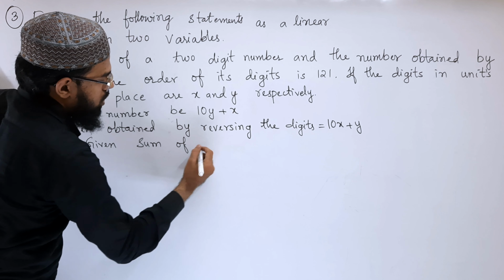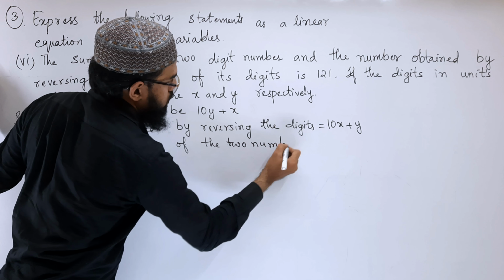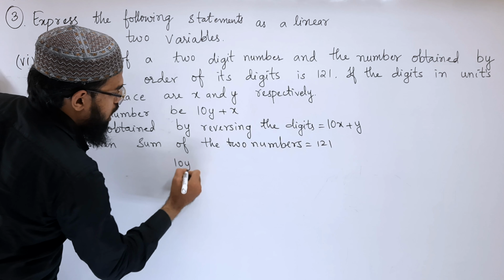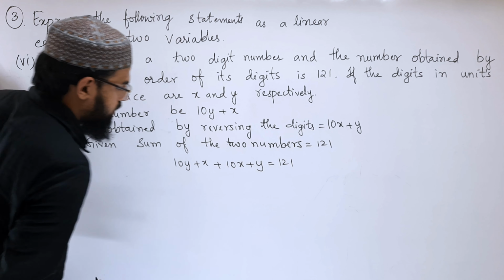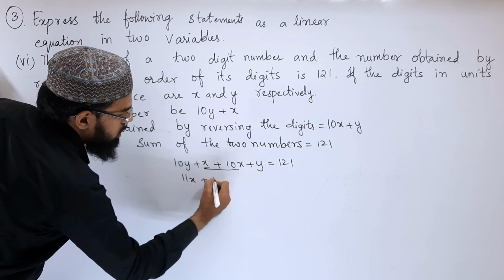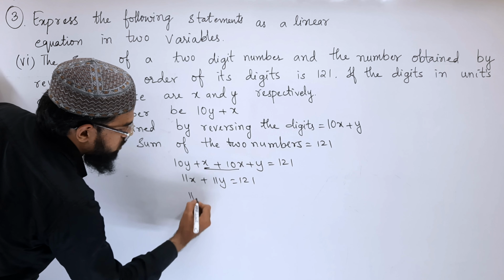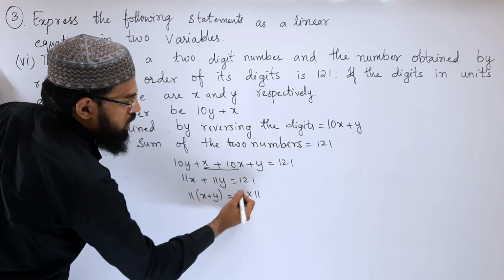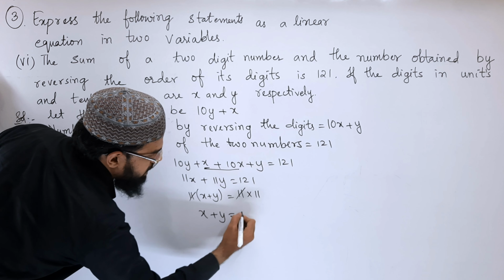sum of the two numbers is equals to 121. So that will be 10y plus x plus 10x plus y is equals to 121. So x plus 10x is 11x plus 11y, 10y plus y is 11y is equals to 121. Now 11 is common, so x plus y is equals to 11 elevens are 121. So 11, 11 cancel. So therefore the required equation is x plus y is equals to 11.